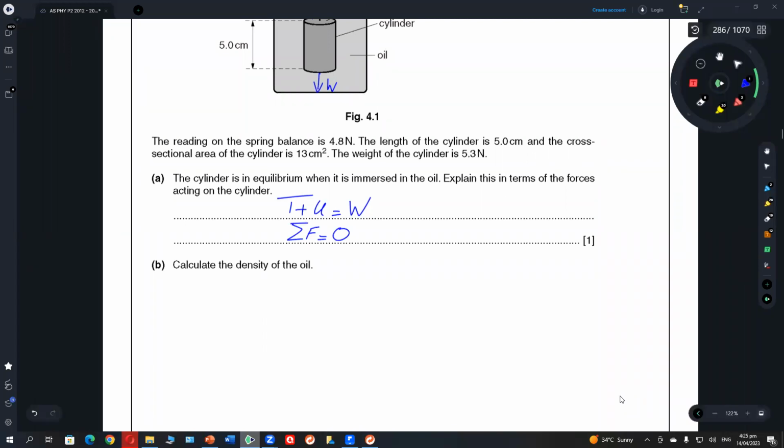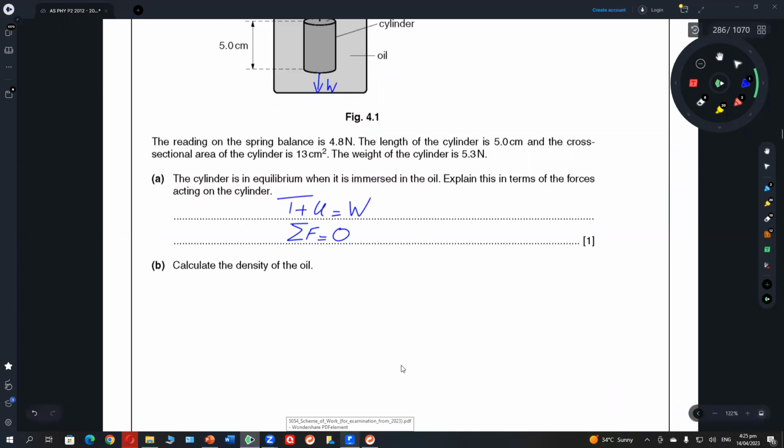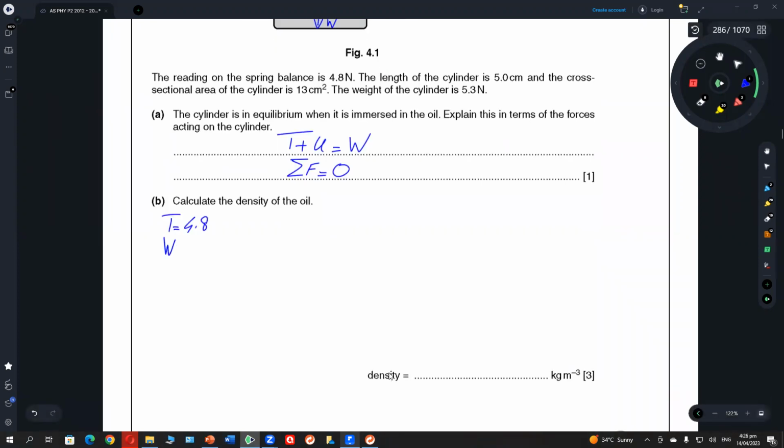So first we should try to see what is the reading on the meter. The reading on the meter is 4.8. And the weight of the cylinder is 5.3. So you can say T plus U is equal to W. U is equal to W minus T. So you can find U.